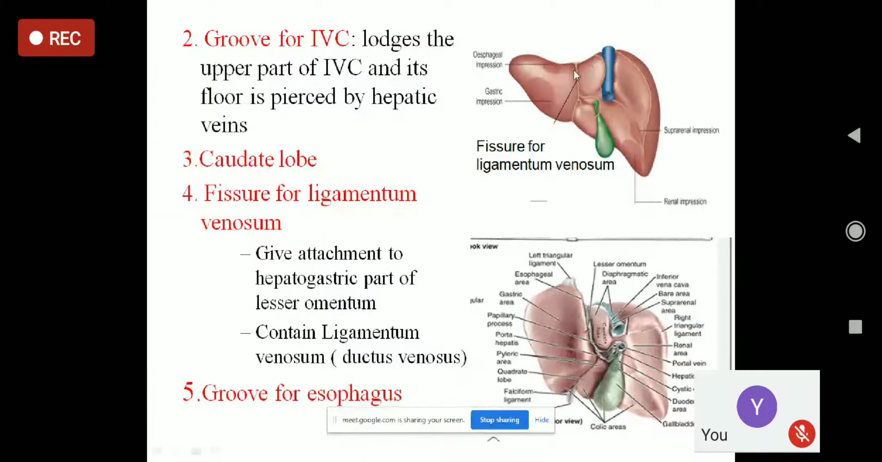In the posterior surface, it is to the left of this caudate lobe. We'll discuss this caudate lobe in the next slide. After that, there is the groove for the esophagus. Look at here. This is the groove for the esophagus. Okay.